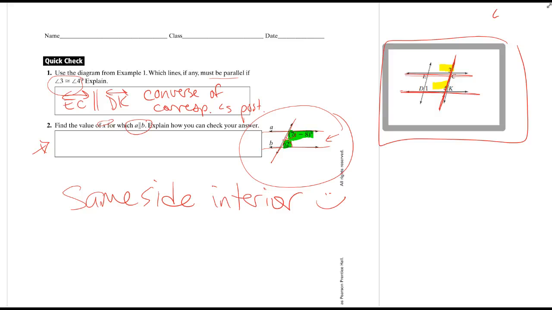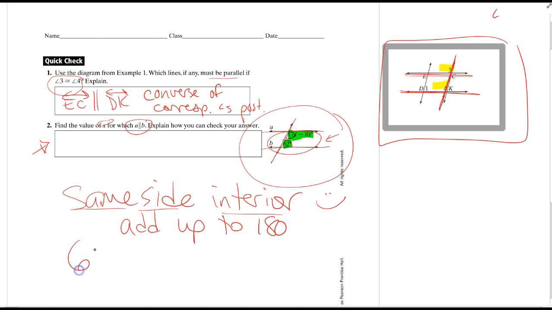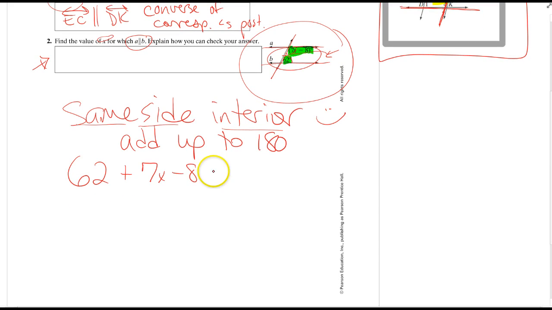So now, let's do the math. What's the relationship on same side interior angles? They add up to 180 degrees. That means I can substitute these things that I have right here in an equation. 62, there's one of the angles. 7x minus 8, there's the other one. First angle, second angle, add to 180. That's what supplementary means.